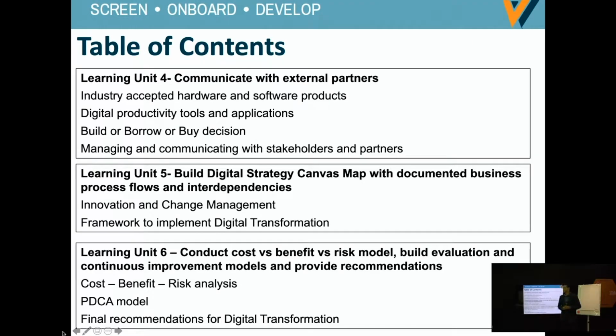In 5, we will build a digital strategy canvas and we'll document the entire process flow interdependencies. So in your company, there's a lot of business process flows. You've got to look at what can be improved, where technology can come in and make it more efficient. And then, of course, you have to do your cost versus benefit versus risk analysis. So all this looks like a lot of stuff to do, but you're going to be doing it in a very interactive manner. So it's not an academic course, it's an action-oriented course.